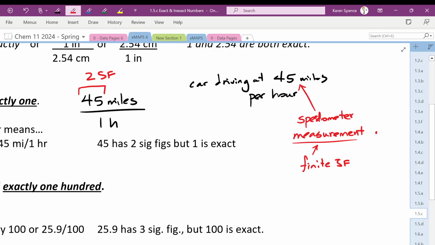Do you think that we're like, oh, maybe it's 45 miles per 2 hours? No. And if you're not uncertain about that one, that means that that is also an exact number. So when we say per hour or per minute or per liter, that per one, whatever it is, is always going to be exact. Okay, so this is exact. And it has infinite sig figs.